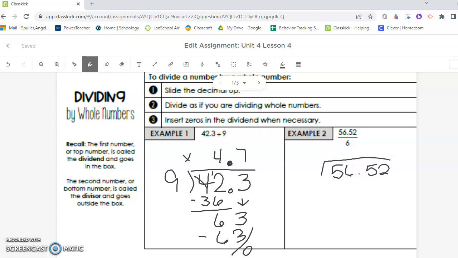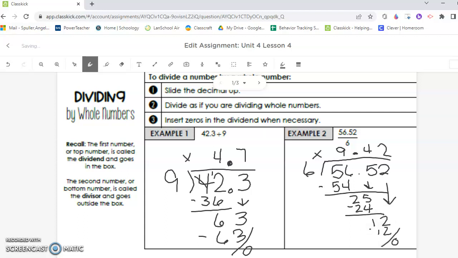Okay, let's get our next one. 56.52 divided by 6. Now remember, we're moving our decimal right on up. 6 can't go into 5, but it can go into 56. Let's see, 9 times, because 9 times 6 is 54. I subtract that to get 2, bring down my 5. Well, I know 6 times 4 is 24. I subtract that, I get 1. I'm going to bring down my 2. 6 times 2 is 12. I subtract that and I get 0. So my answer is 9 and 42 hundredths.